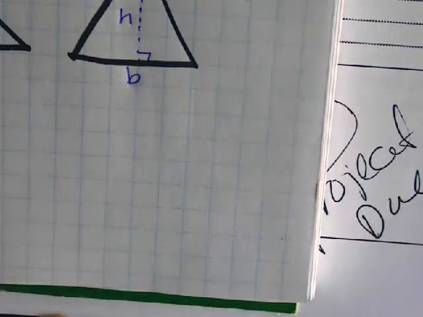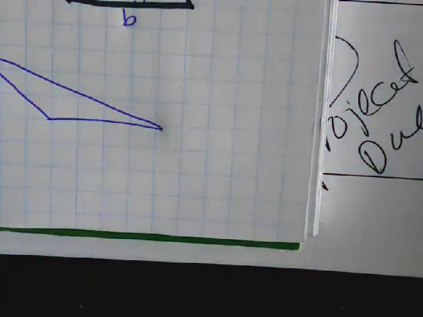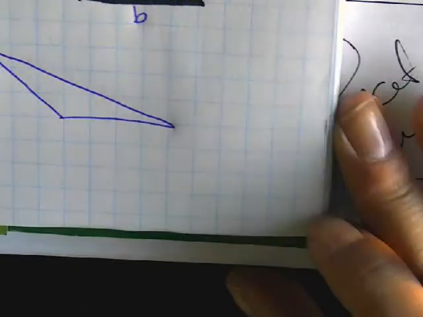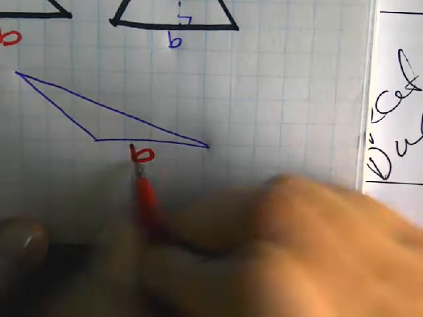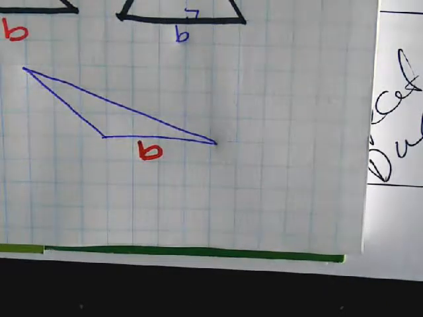Alright, so here's your obtuse angle. And then, like that, right? Where's your base? Your base is basically the flat one, right? Your base, that's your base.